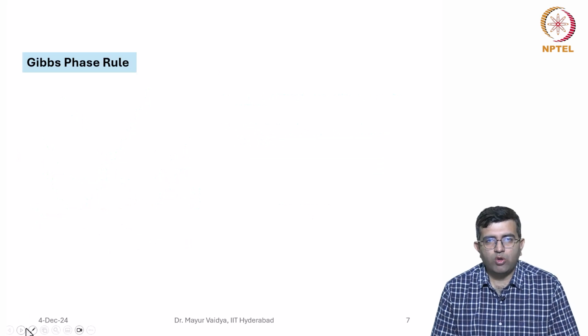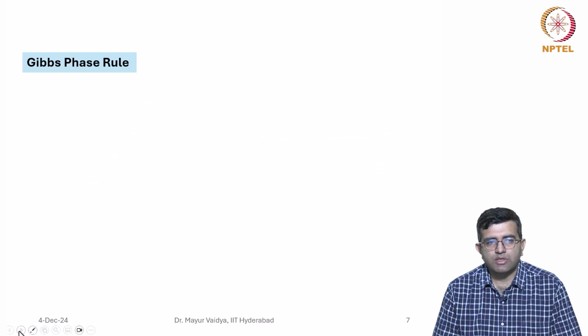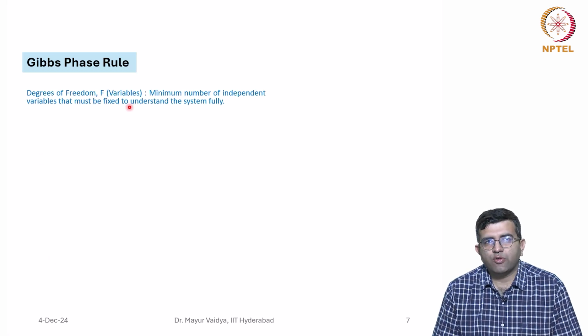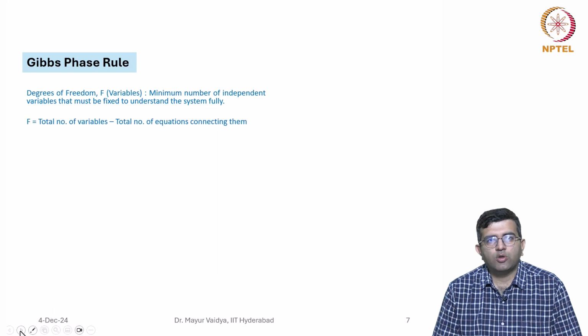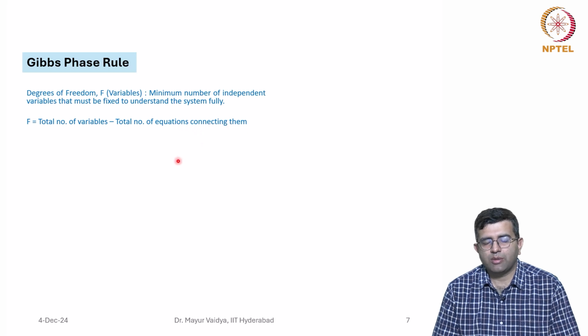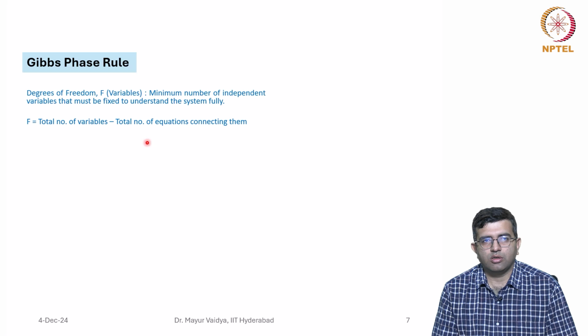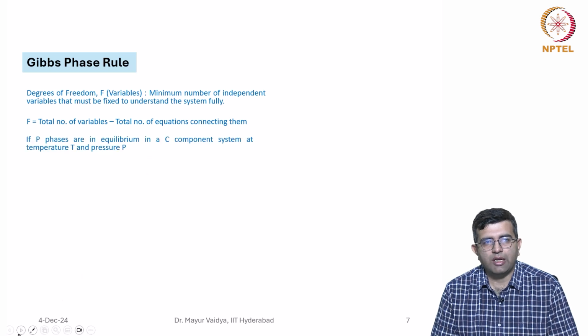Now, this equilibrium criterion also gives rise to what is known as the Gibbs phase rule, which says that the degrees of freedom f is the minimum number of independent variables that must be fixed to understand the system fully. So, f is equal to the total number of variables minus the number of equations connecting them. That means it basically measures how many variables you can vary independently.